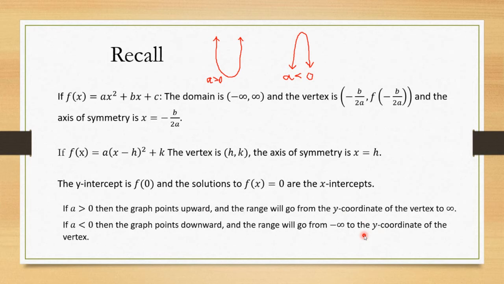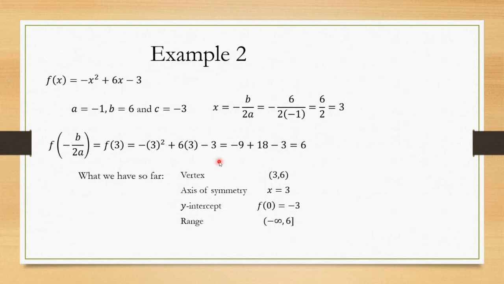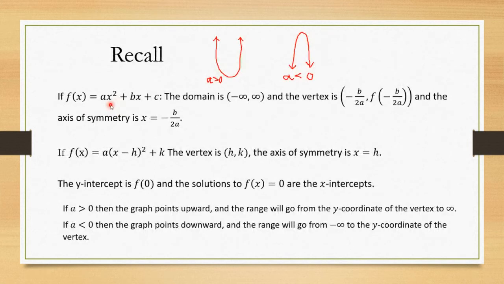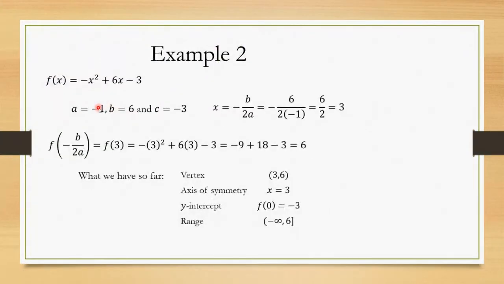Okay. So here's our first example. Let's say we had this one. I don't think we did this last time, if I remember correctly. Looking at this, we have a would be -1. A is the coefficient of x squared. If it's not written, that is, if it's just x squared, then a is understood to be 1. So here we get -1. b we get is 6. And c is just minus 3.